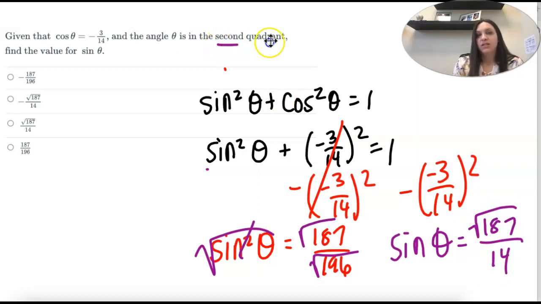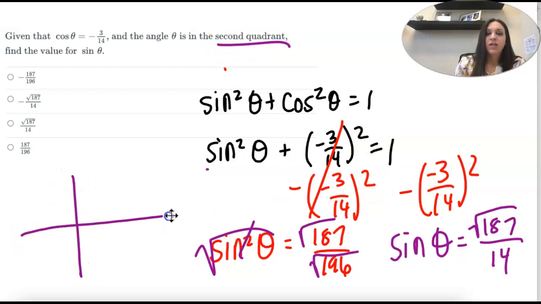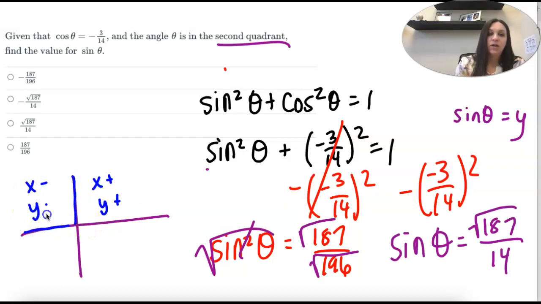Okay, and I'm in the second quadrant. So remember, our sine is our y value. So x and y are both positive here. But now in the second quadrant, my x's go backwards, they're negative, but my y's still go positive. So it's going to be a positive value. Square root of 187 over 14. Good luck, guys.